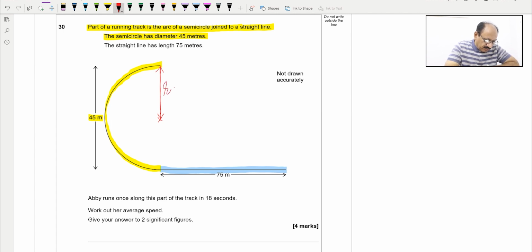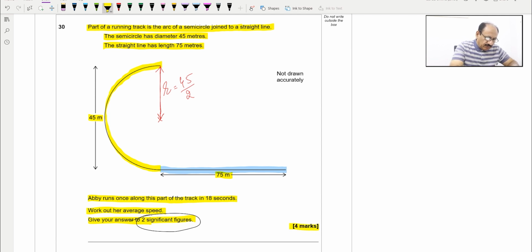R value will be equal to half the diameter, so we can write 75 by 2. So this will be the radius. Now they are saying the straight line has length of 75 centimeters. So 75 centimeter here, this length is also provided, and Abe runs once along this part of the track in 18 seconds. Work out average speed, give your answer to two significant figures. In this case they are requiring the answer in two significant figures, and this question is 4 marks.